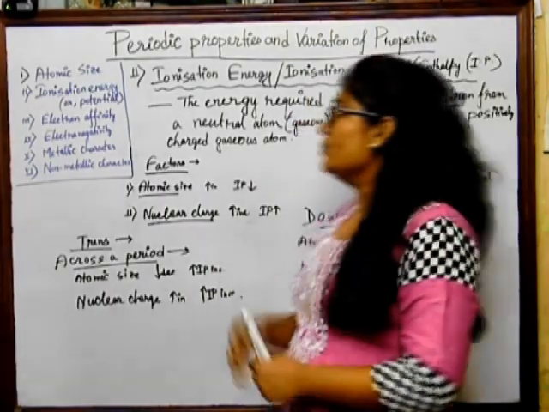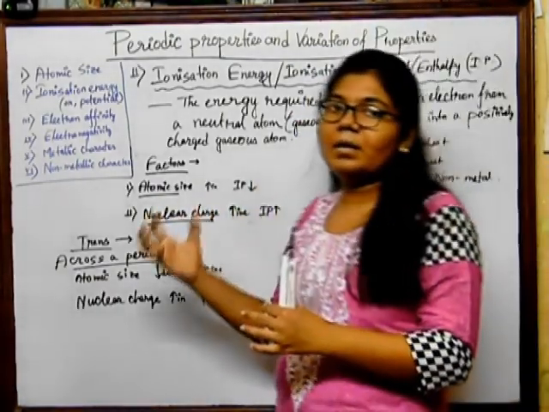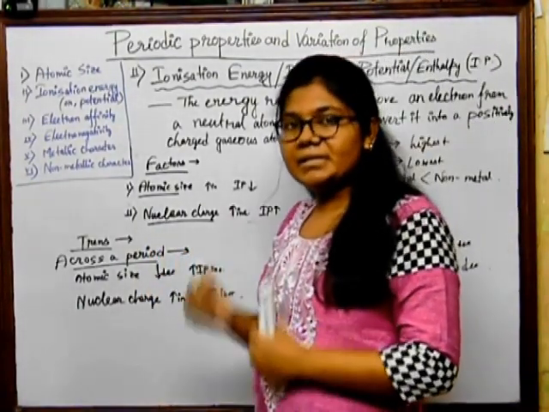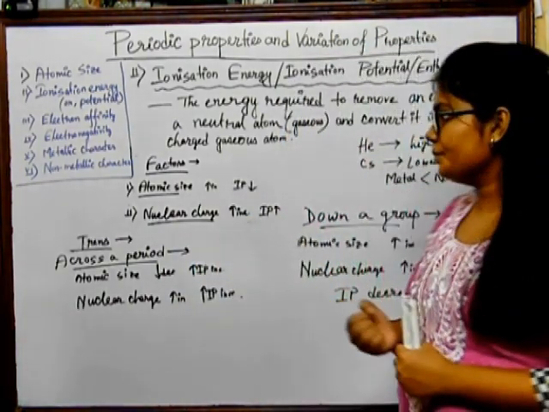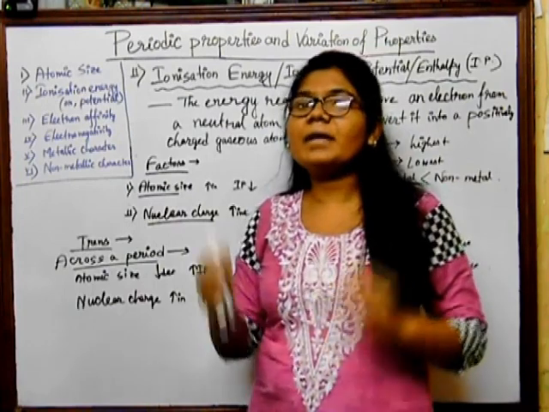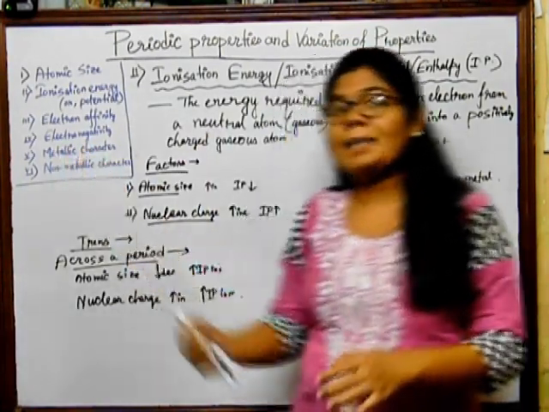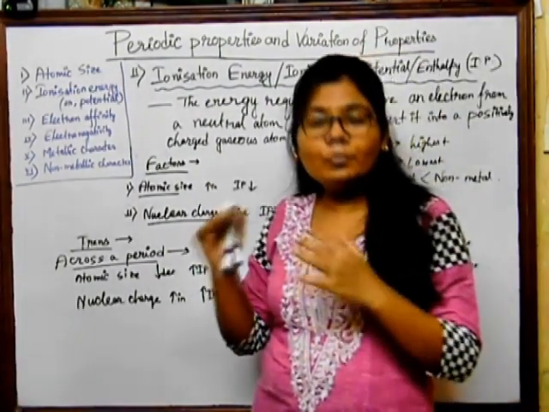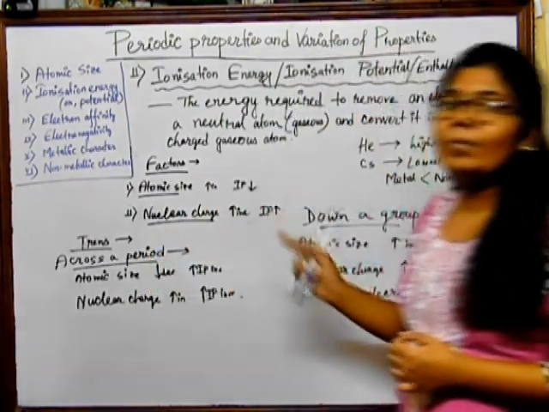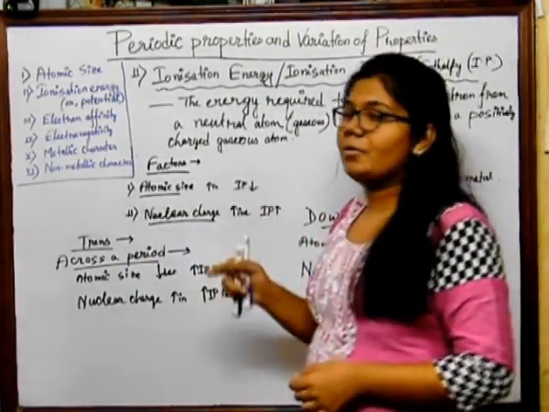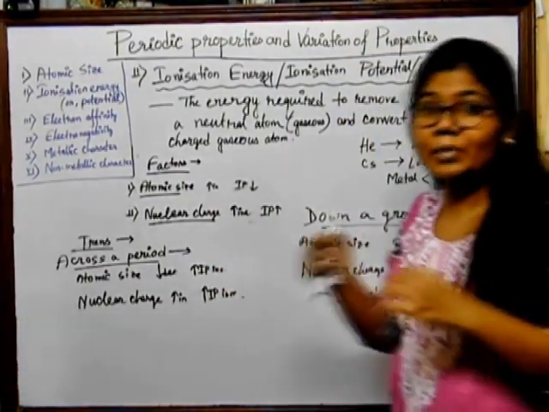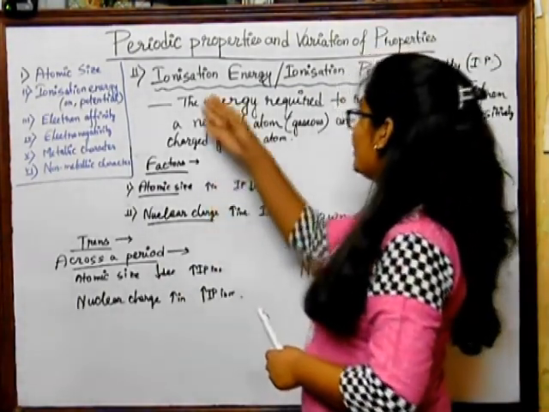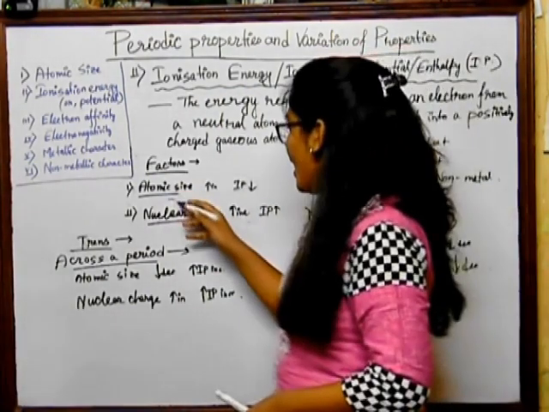We know that the electrons in the shells of an atom are attracted by the nucleus. The nucleus is positively charged and electrons are negatively charged. So if we want to remove an electron from the outermost shell, then we have to supply some energy to it, and then we can remove an electron and the atom will convert to a positively charged atom. The extra energy which we provide is called the ionization energy. The factors on which the ionization energy depends are atomic size and nuclear charge.